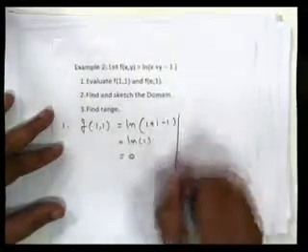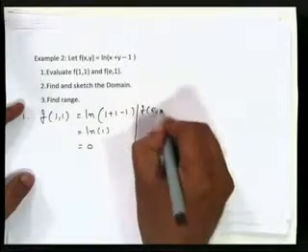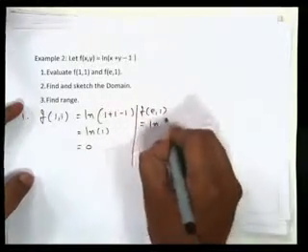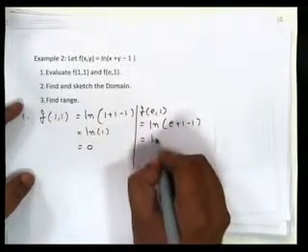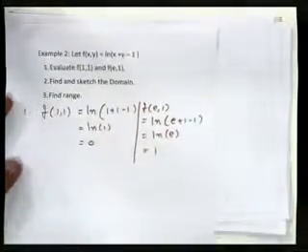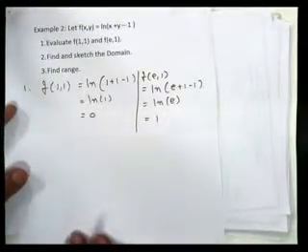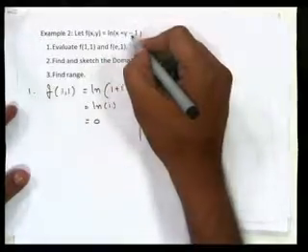Now one more value we have to evaluate, f of e 1. So this is equal to log of e plus 1 minus 1, that is equal to log e, and we know that log e is equal to 1. The second question is to find and sketch the domain of this function, log of x plus y minus 1.